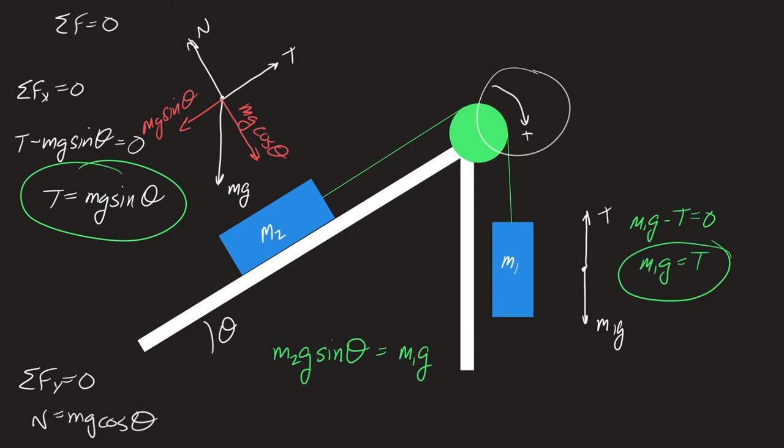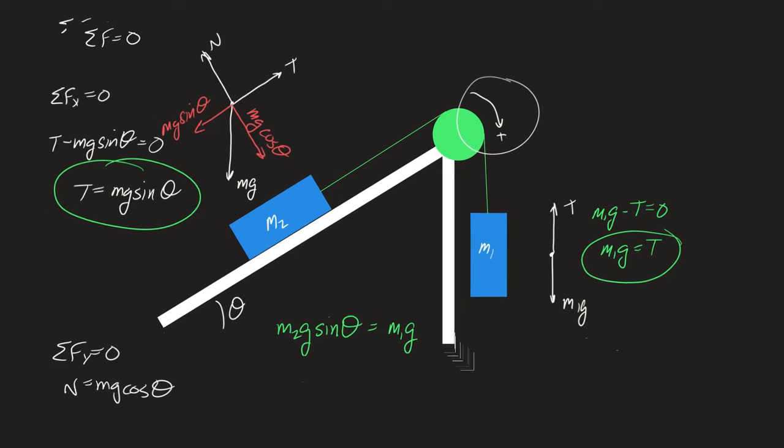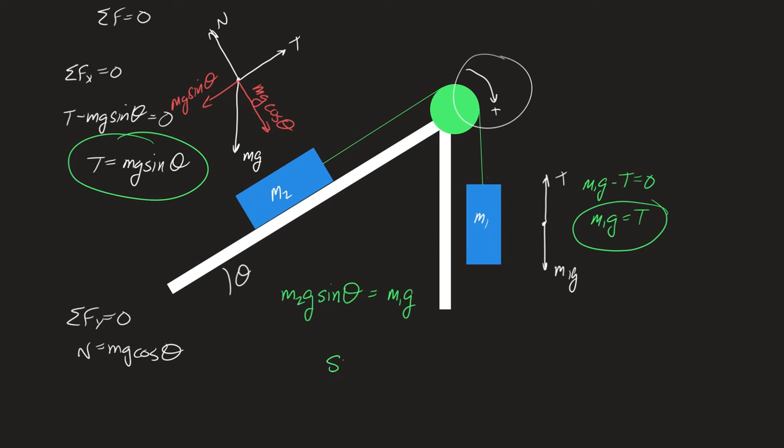I could have added this to this and shown that the tension cancels out. I'm doing it this way because this is the way you would have done it probably had you done this problem a month ago when we first started forces. You're interested in the angle that brings the system to equilibrium. So let's go one more step.